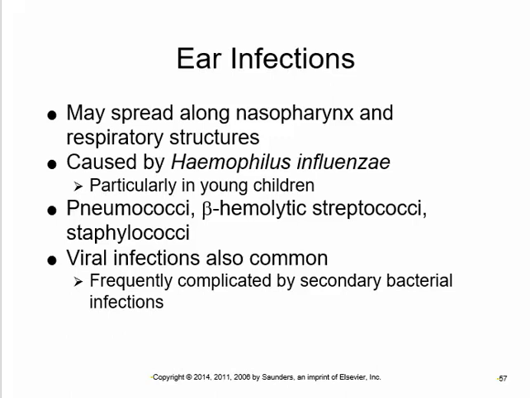Haemophilus influenzae is a common thing, especially in kids. So is strep and staph. So it's beta hemolytic streptococci, same thing that gives you the strep throat. Pneumococci will do it. Viral infections will do it, especially like the common cold, the viral infections of the cold, or even the flu.